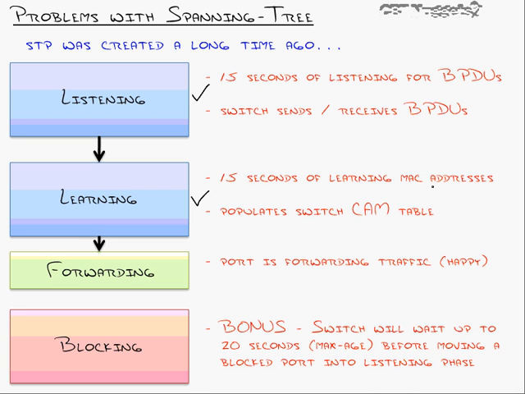15 seconds is more than enough time for a PC or a server or whatever you have plugged in to send at least one packet with its source MAC address on there and allow the switch to populate the CAM table. So 30 seconds later, the port finally transitions to forwarding, and that's where the light changes from amber to green. Now that's going to cause a lot of problems in networks because, well, I'll talk about those in just a moment. I want to talk down here about the blocking phase.